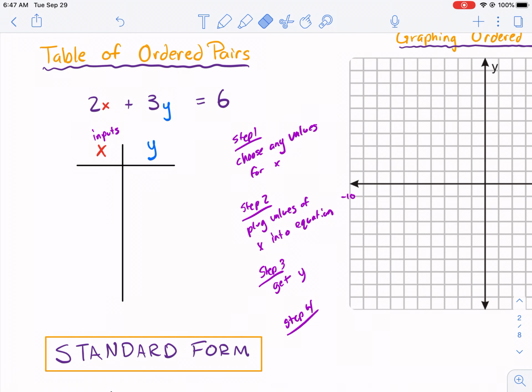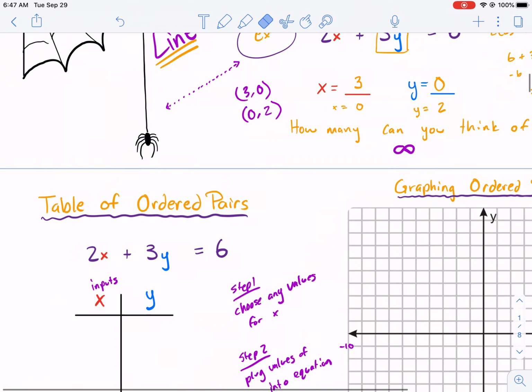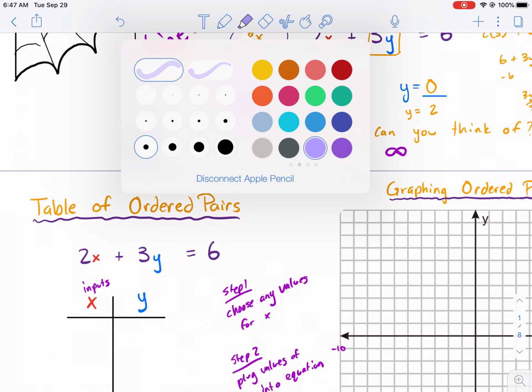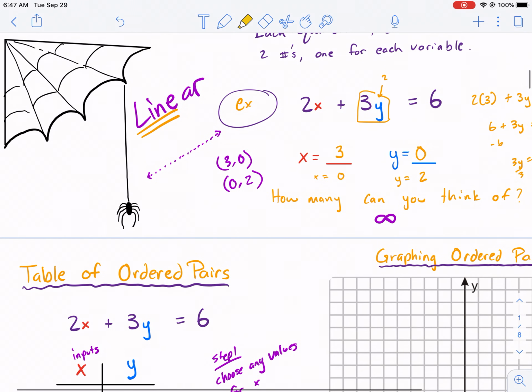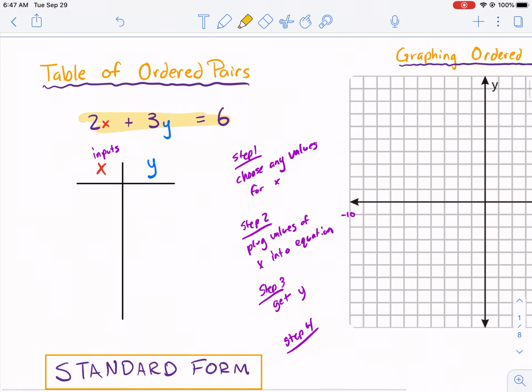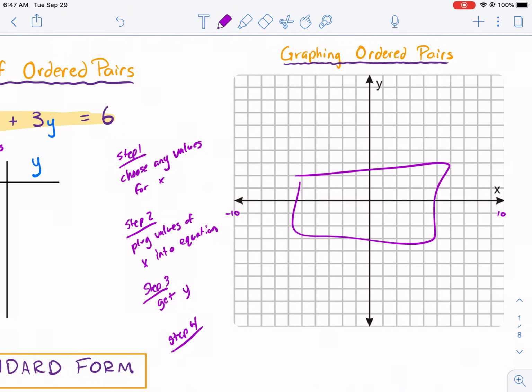So I'm going to start off really basic here. Notice that this is the same equation. I kind of gave it away that it's going to be linear. We're going to have a line here, but this is the same equation. Just wanted to give you a heads up on that. Okay, so any values for x. What I like to do is choose some negatives, choose 0, and then choose some positives. I like to build it around here and get an idea of what it's doing.